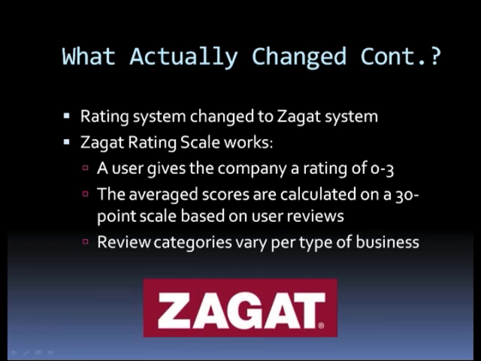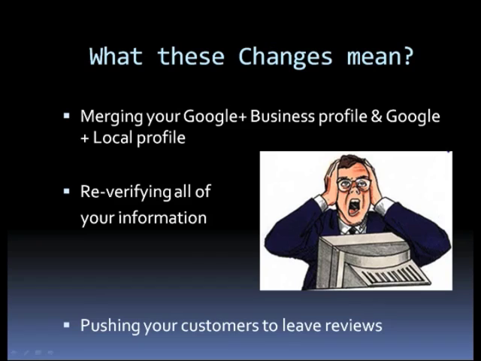So let's say a restaurant, they would have different categories for quality, for decor, for the atmosphere, for the service, and so on. So let's discuss what these changes actually mean for the business owner. For starters, you're going to have to merge your Google Plus business profile and your Google Plus local profile. All right? Then you're going to have to go through a completely new claiming process for your listing.